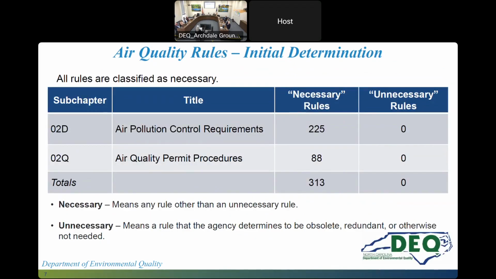So the reports that are before you classify all of the rules as necessary: the 225 in 02D and the 88 in 02Q. Necessary means any rule other than an unnecessary rule, per OAH's definition. And unnecessary means a rule that the agency determines to be obsolete, redundant, or otherwise not needed.